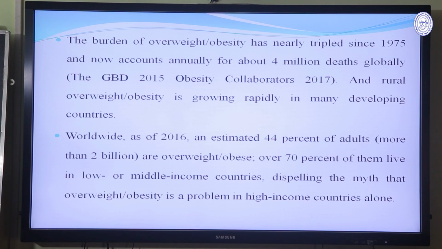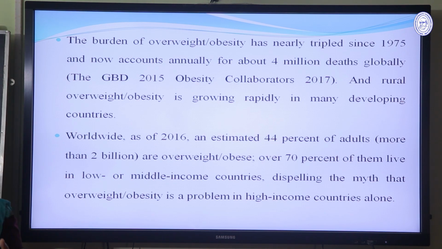The burden of overweight and obesity has nearly tripled since 1975 and now accounts for at least 4 million deaths every year globally. And rural obesity and overweight is growing rapidly even in developing countries. Worldwide, as of 2016, an estimated 44% of adults, which is almost more than 2 billion, are overweight or obese, and over 75% of them are living in low or middle income countries, dispelling the myth that overweight or obesity is a problem of the high income group.